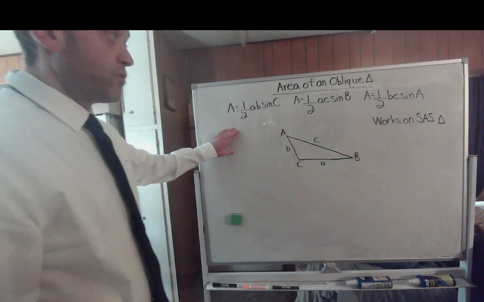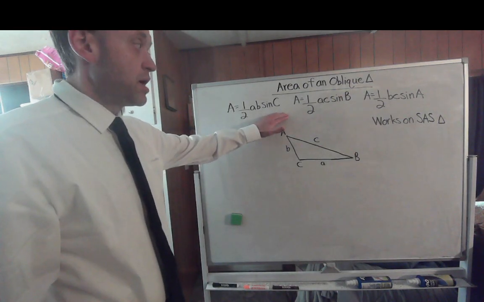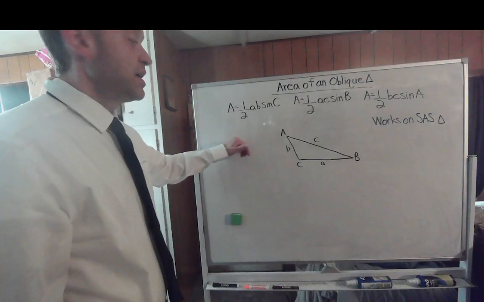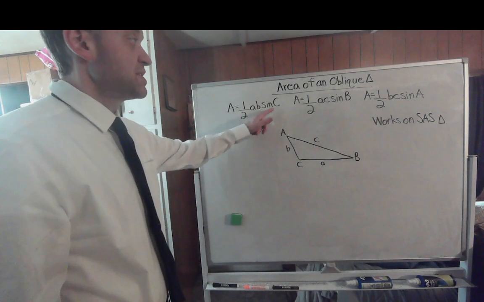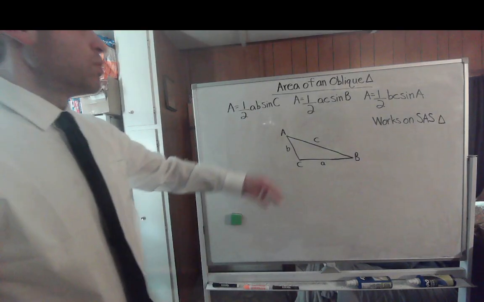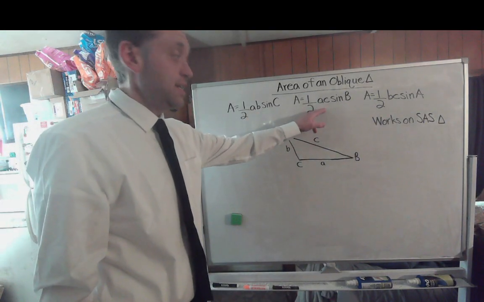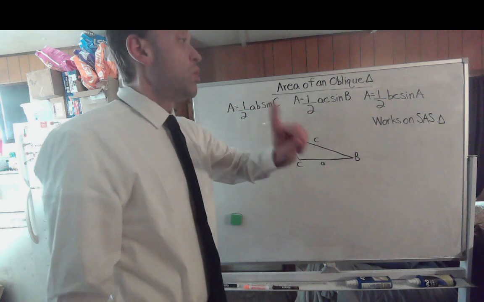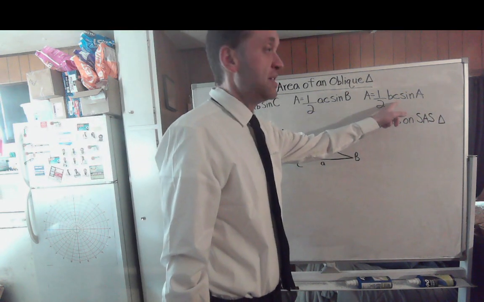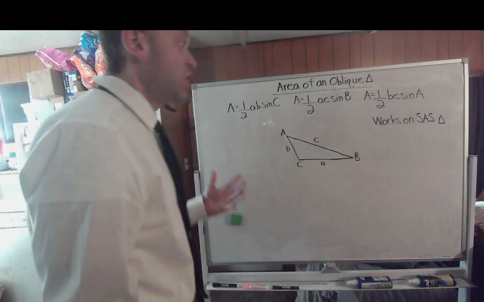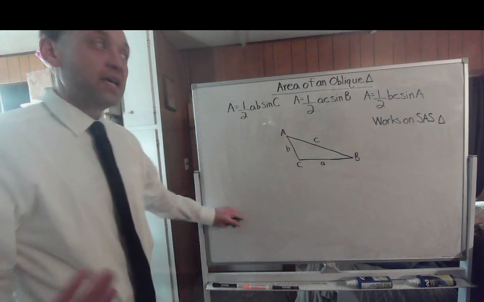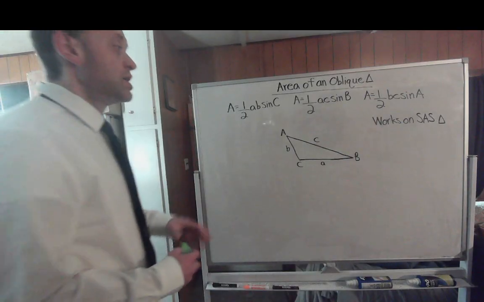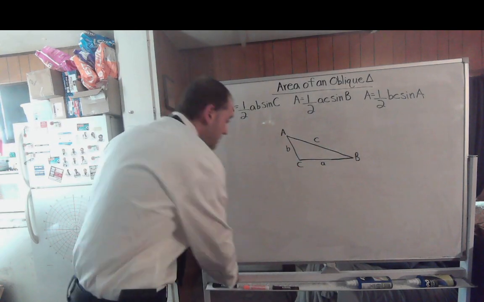So there are three forms of the formula depending upon what you're given. You have the area equals half of AB times the sine of angle C, or the area equals half of AC times the sine of B, or the area equals half of BC times the sine of A. It's all going to really depend on what you've been given to work with. So let's do some examples of this.